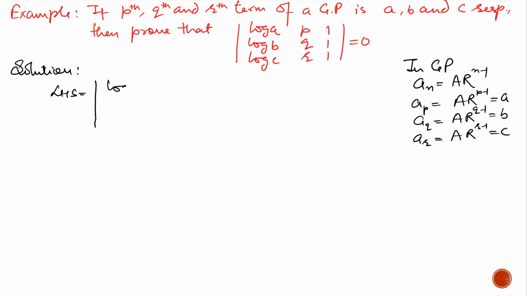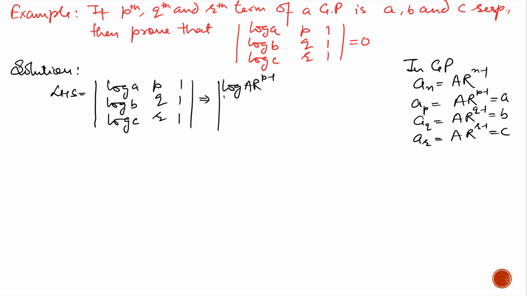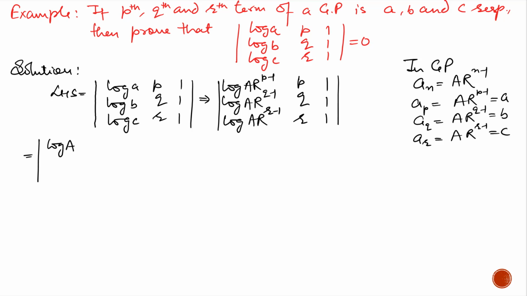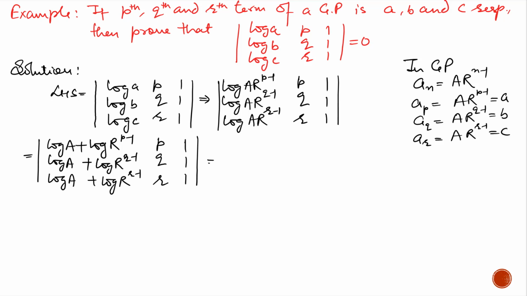Now we take the left hand side and replace the values of a, b and c by a r to the power p minus 1, a r to the power q minus 1 and a r to the power r minus 1, and we get log a r to the power p minus 1, log a r to the power q minus 1, log a r to the power r minus 1, p q r, 1 1 1. We know that log m into n is log m plus log n. So log of a into r to the power p minus 1 equals log a plus log r to the power p minus 1. Similarly, next is log a plus log r to the power q minus 1 and the next is log a plus log r to the power r minus 1. Second and third rows remain the same.